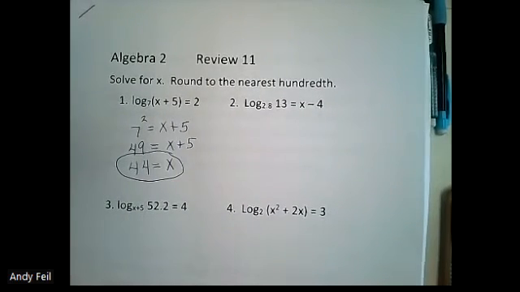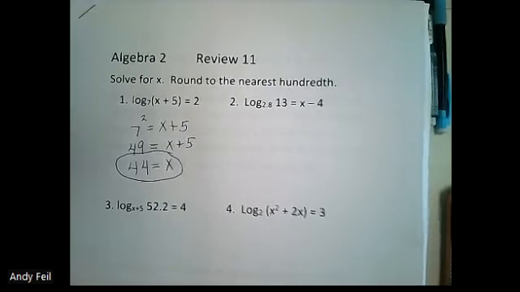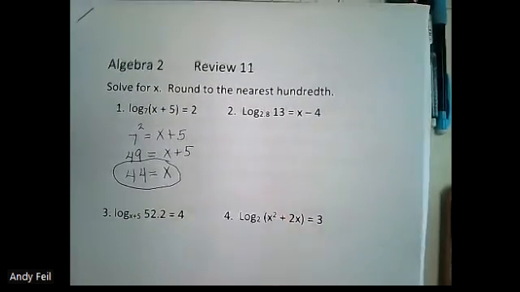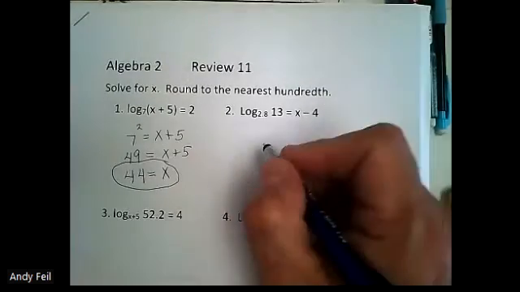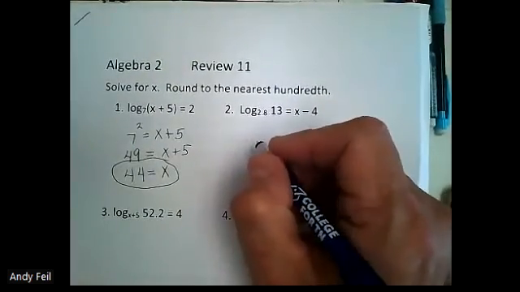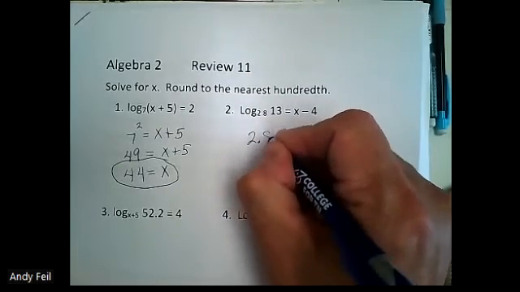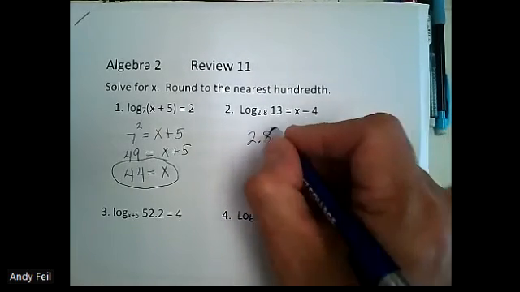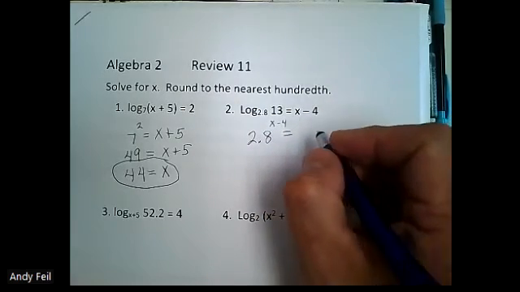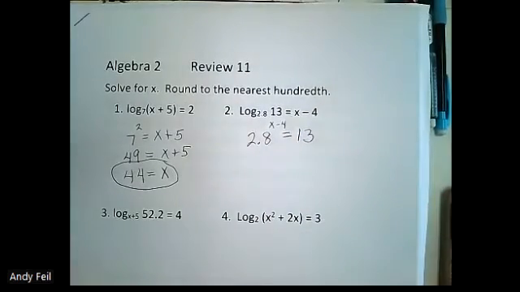And solving for the argument is, I think, one of the easier ways of solving a logarithmic equation. This next one is also, it's not difficult, but you got to remember how to do it. But you started out the same way. What's the base? 2.8. So write 2.8 raised to what power? The x minus 4 power. And all that's going to equal what? 13. There you go.